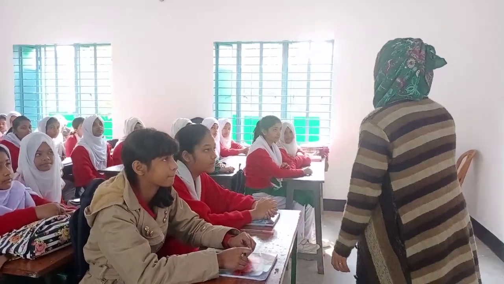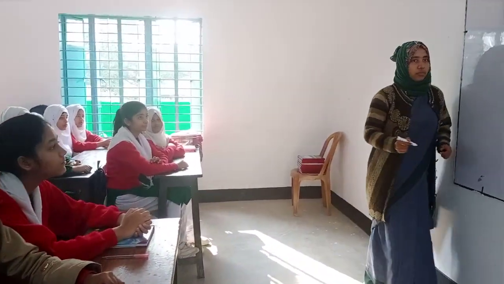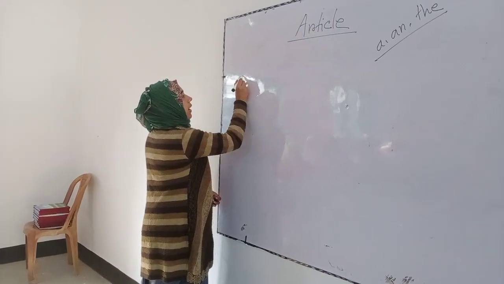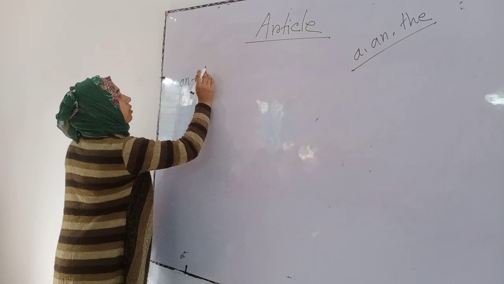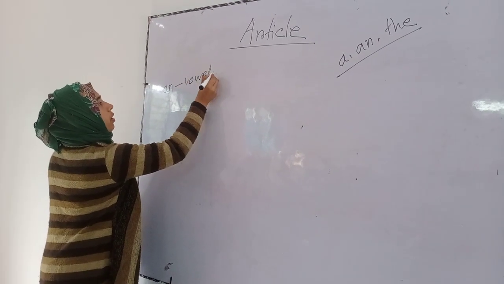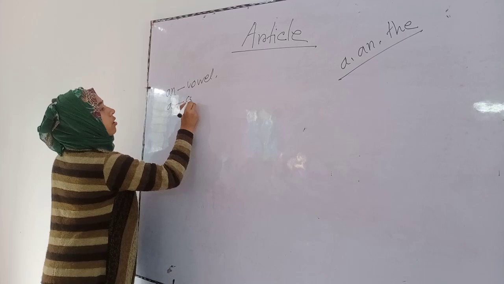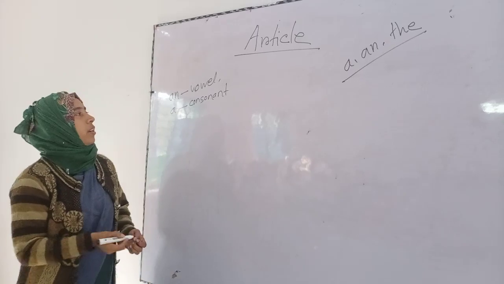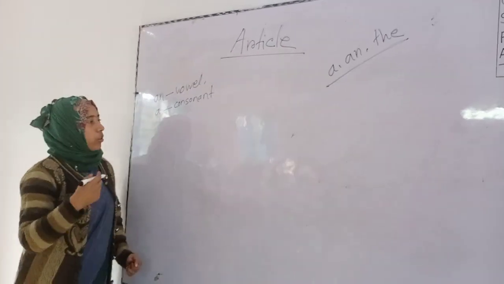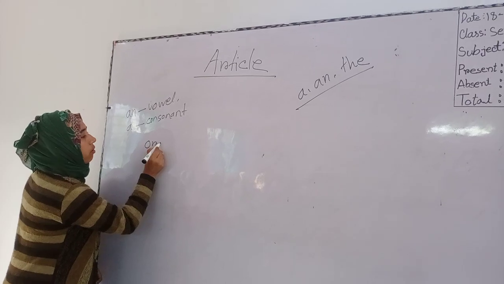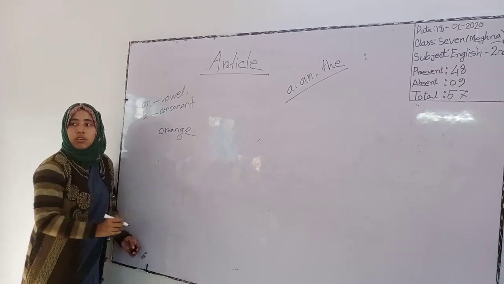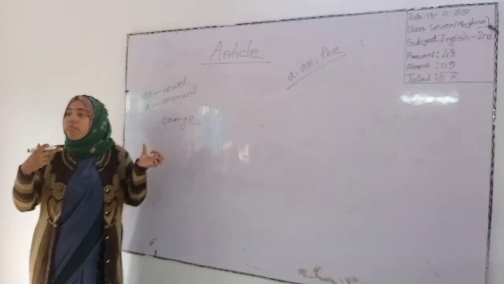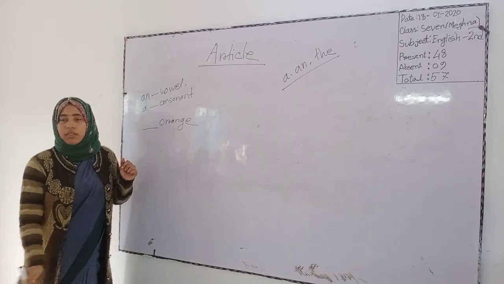Okay? My dear students, and now come to the whiteboard. You know, before vowel sound, we use AN. We use AN before vowel sound, and A before consonant sound, not letter. Okay? And now look at this. What is this? Orange. And here the sound at first is a vowel sound. So what may be the article here? Very good.